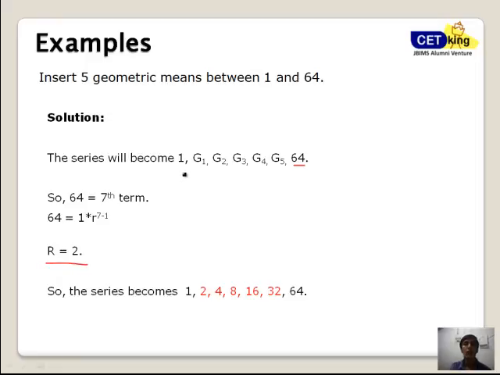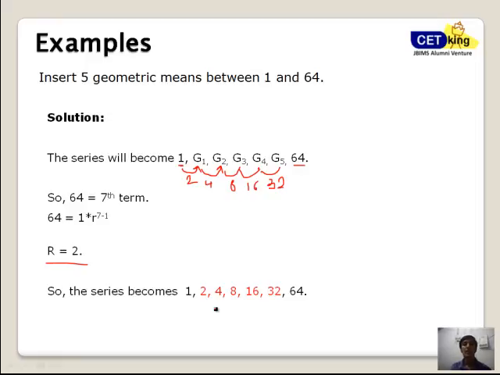So if we go on multiplying the first term, that is a, by 2, we get the first geometric mean as 2, then the second geometric mean as 4, the third as 8, the fourth as 16, and the fifth as 32, and the seventh term would be 64. So clearly the series will become 1, 2, 4, 8, 16, 32 and 64.